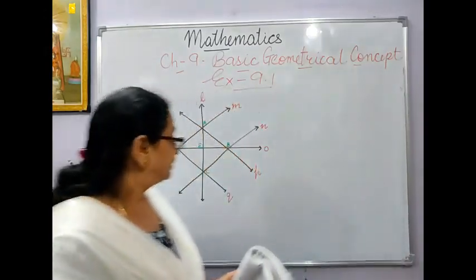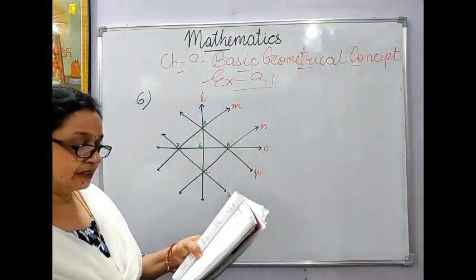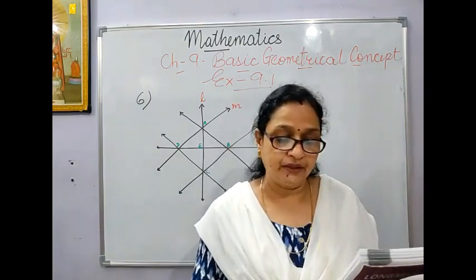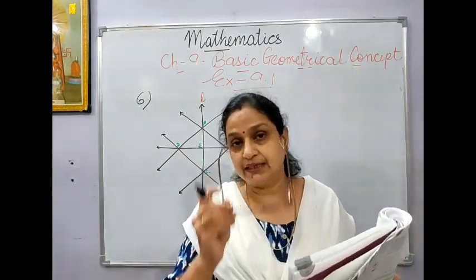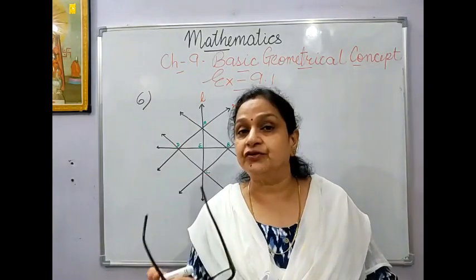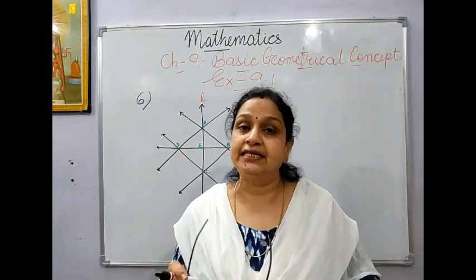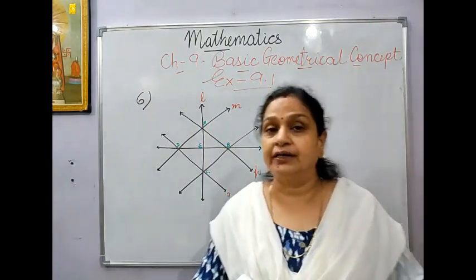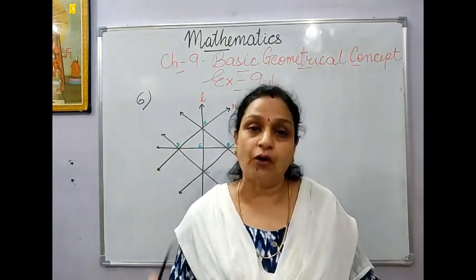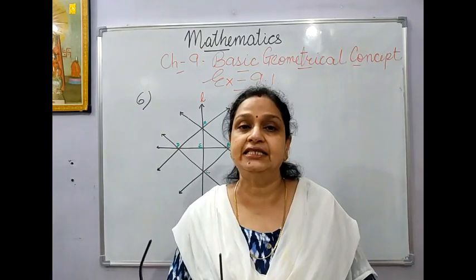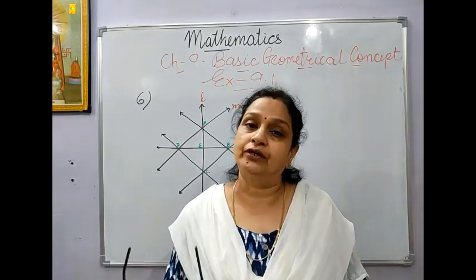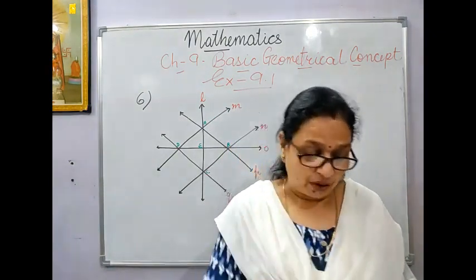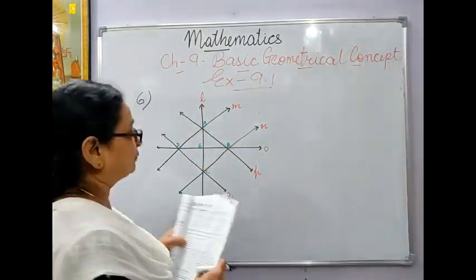Question number 3. This is the diagram. In this, from the given figure, find the concurrent lines and their point of concurrence. What are concurrent lines? Concurrent lines are when 3 or more lines intersect each other at a common point. They are called concurrent lines, and the point where they intersect each other is known as the point of concurrence. So in this you have to find out those lines and the point of concurrence.